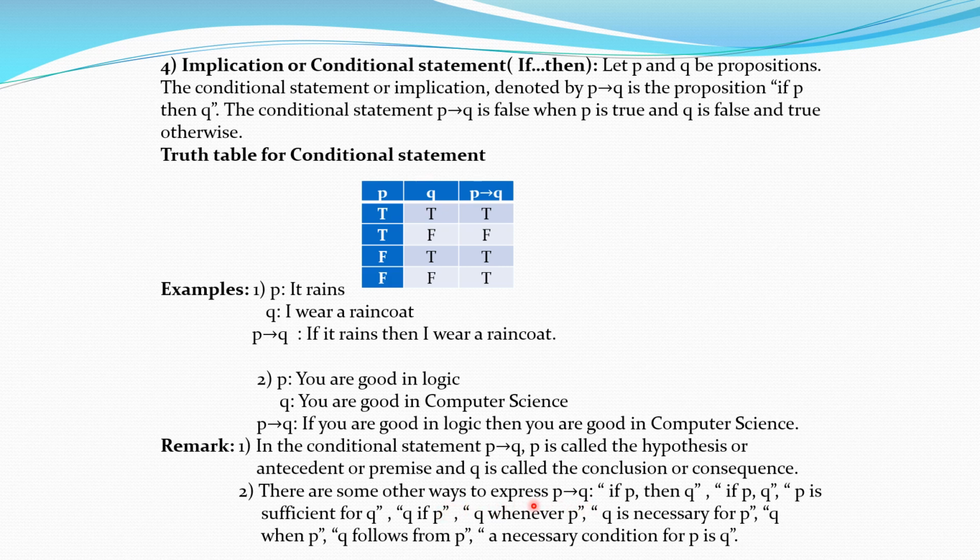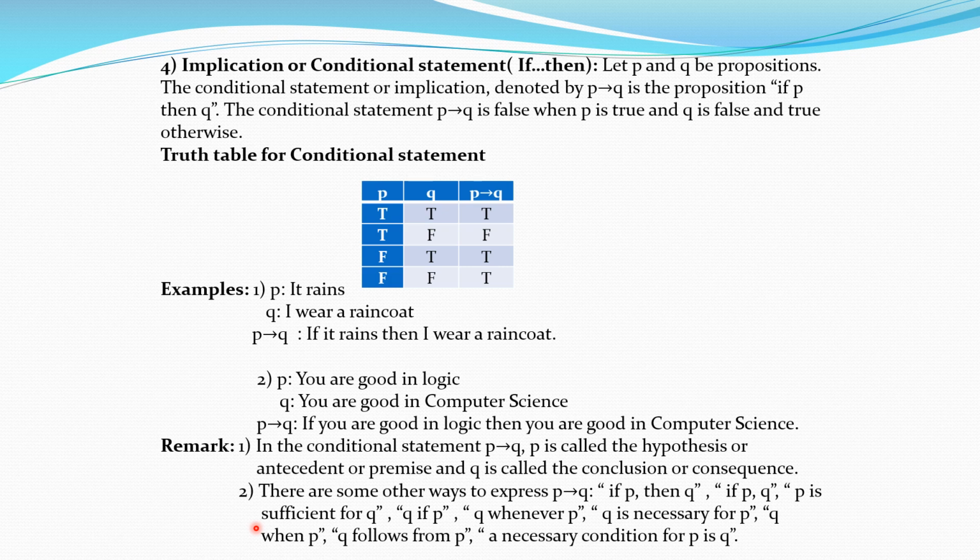Now there are some other ways to express P implication Q instead of writing if P then Q. So instead of that, we can just write if P comma Q without the word then. So again it stands for P implication Q, or P is sufficient for Q. It means P is enough for Q.